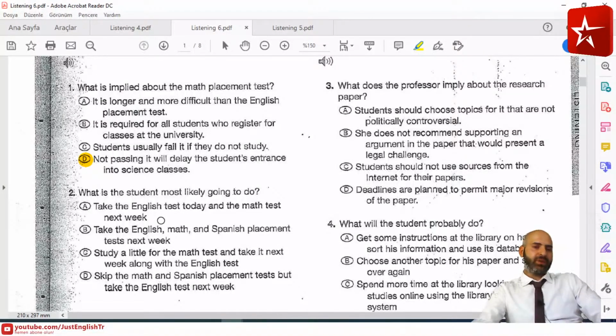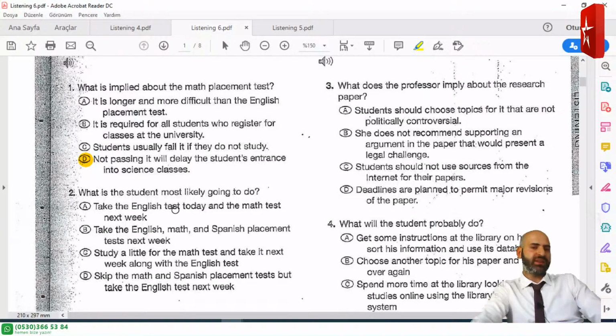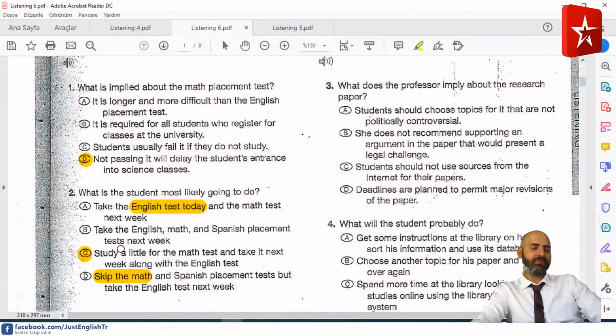A is incorrect because she said it would be nice to take English test today, but I already have something planned. So English test today is not true. I see answer C or D. D says skip the math and Spanish placement test. This is not correct. She is not going to skip math test. She will skip only Spanish, but math test she will take, not skip. So C is correct. Of course, B is incorrect because she will not take Spanish test. Therefore, C is correct answer here.